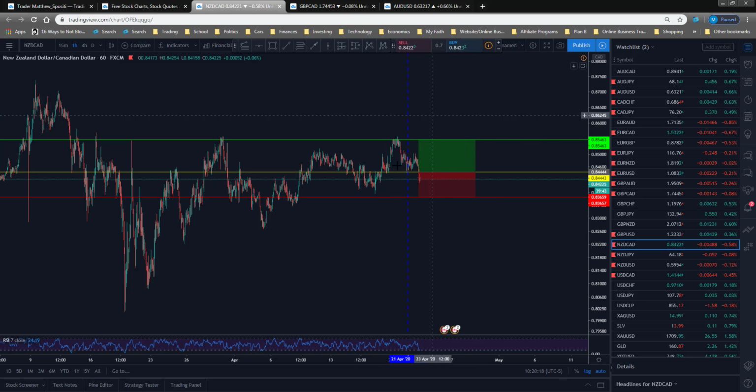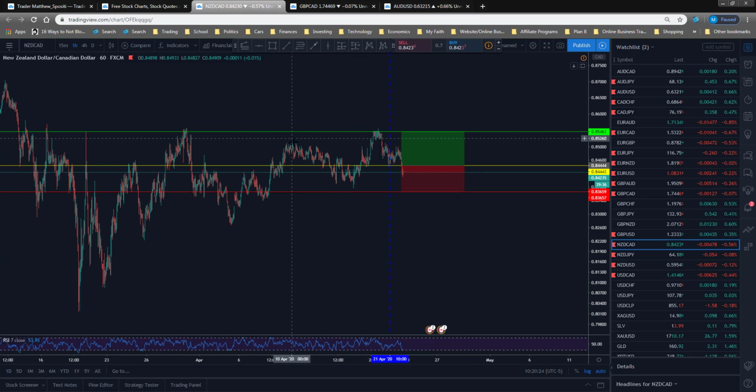Are we going to break down? Are we going to break up? I don't know. But these movements are getting lower and lower and lower. Now, the reason I took this trade is because we broke above this structure level right here, and we came all the way up and we are retesting this structure level. So far, we have gotten rejected.